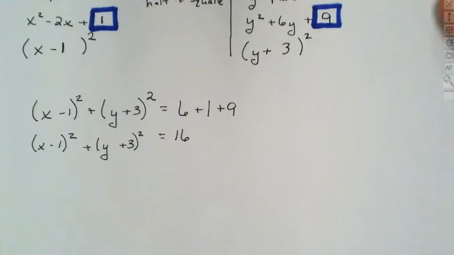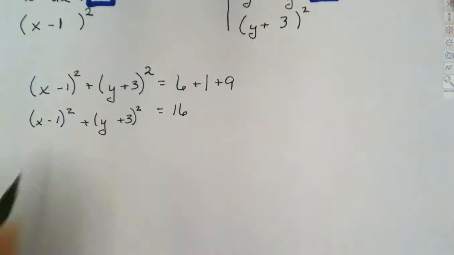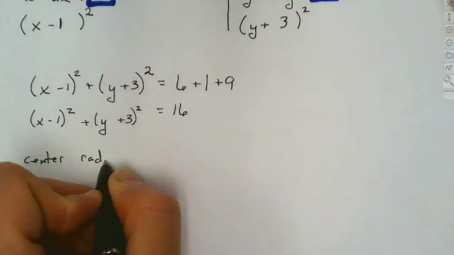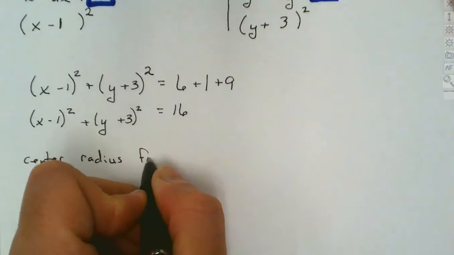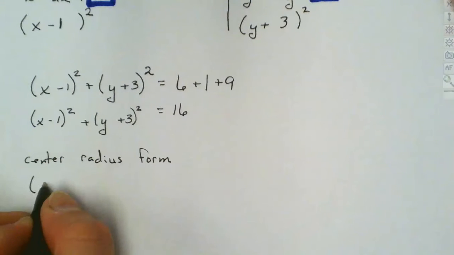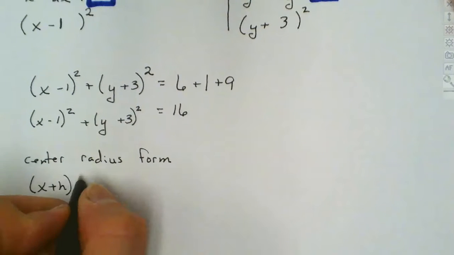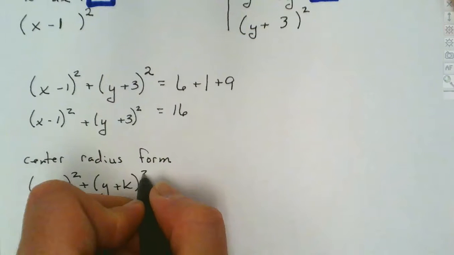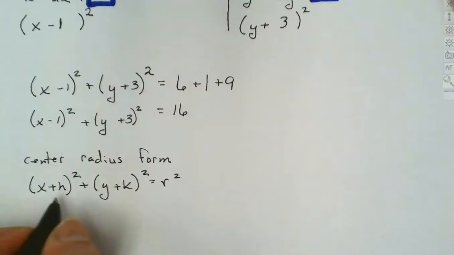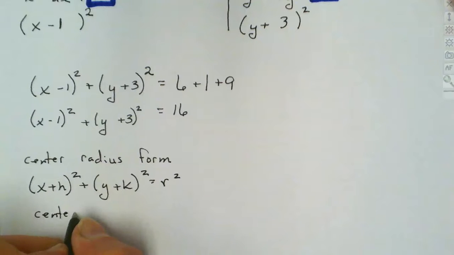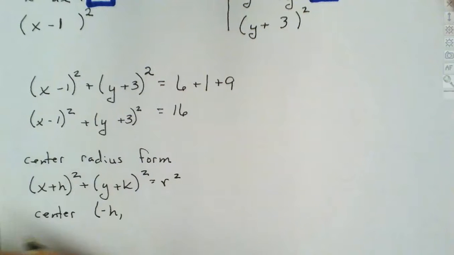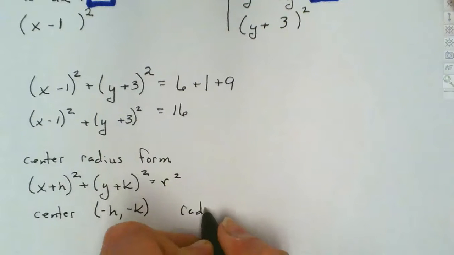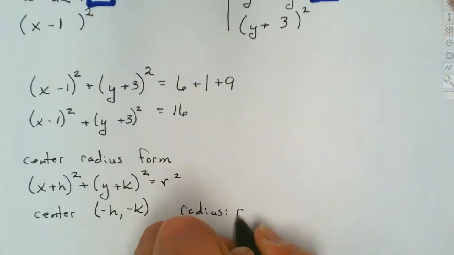Now, let's look at our center radius form. Let's review that one real quick here. This is your center radius form. All right, your center radius form is (x plus h) squared plus (y plus k) squared equals r squared, and your center is changing those signs. So your center would be minus h, minus k, and your radius would be r.